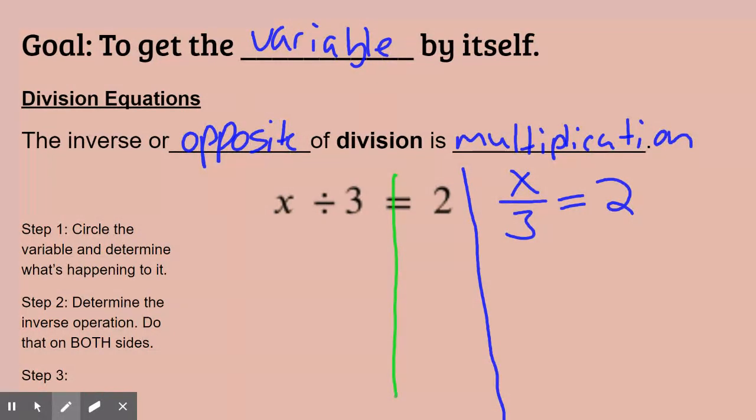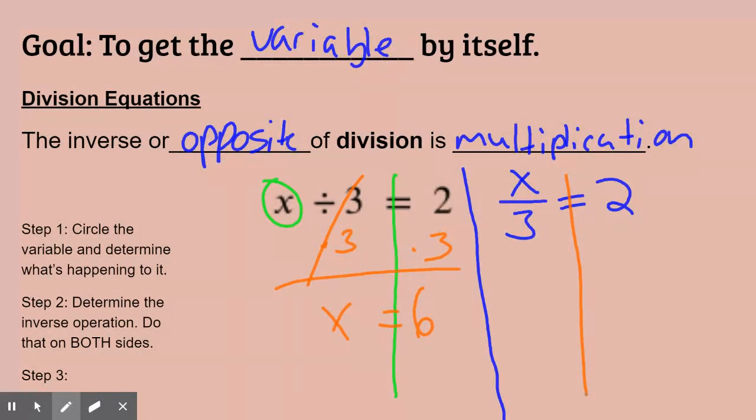I'm going to show you the first way first. So I circle my variable. I see I'm dividing by 3. So the opposite is going to be to multiply by 3. And I'm not going to use the x symbol for multiplication since we already have a variable there. So this cancels. I have x equals 2 times 3, which gives me 6.